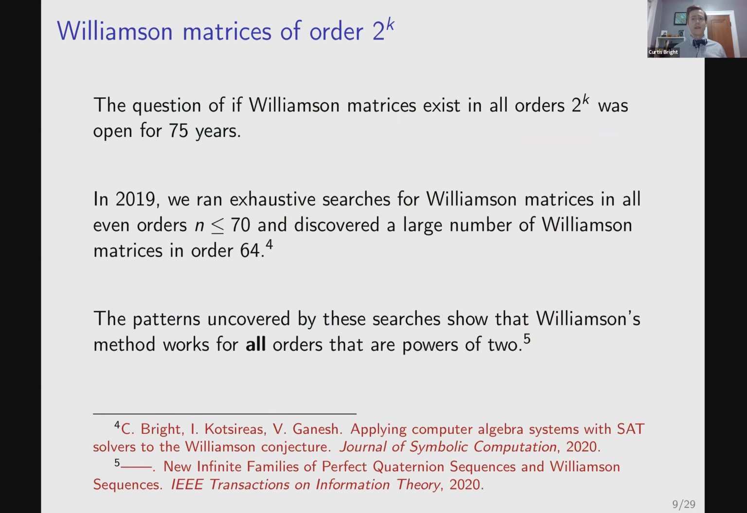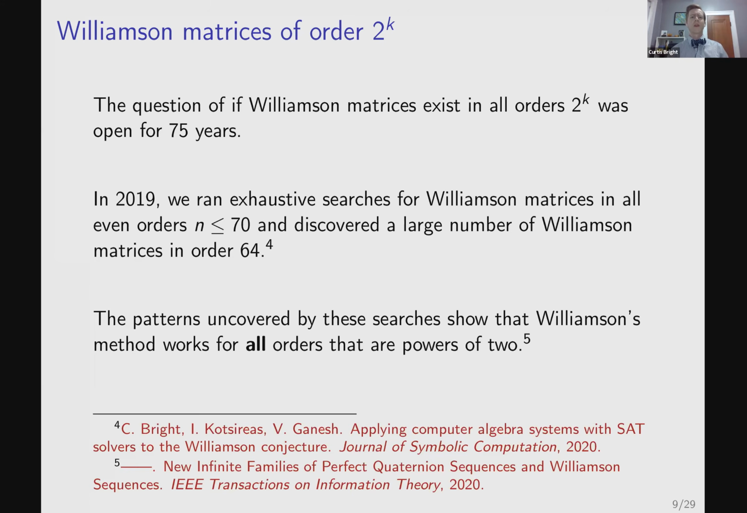And surprisingly, even the next open case, which would be 64 by 64, was open when we started working on the problem. It was not known if Williamson matrices existed even in order 64. So what we did then was, as I will describe, we used MathCheck to run searches for Williamson matrices. And we searched all the even orders up to 70. So that included 64. And lo and behold, they do exist in order 64. And not only did we find just one quadruple of Williamson matrices of order 64, we actually found thousands of them. It turned out there was just a plethora of Williamson matrices of this order.